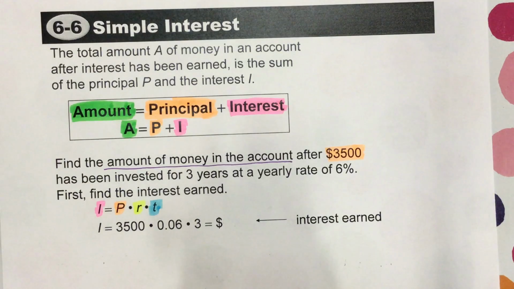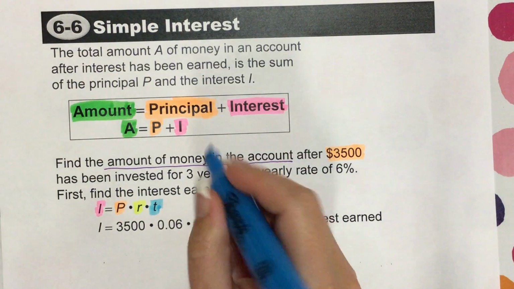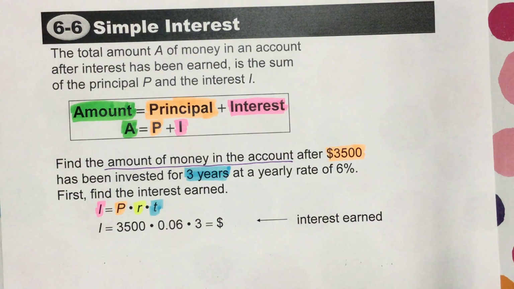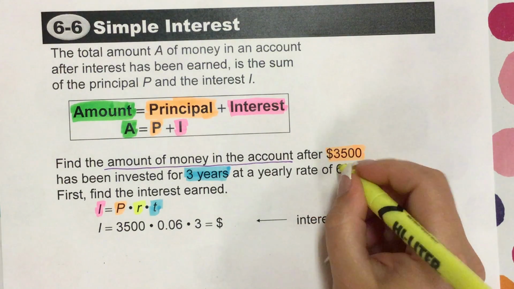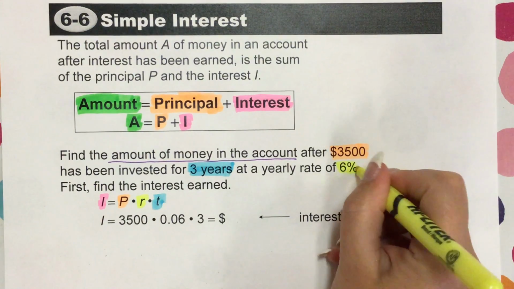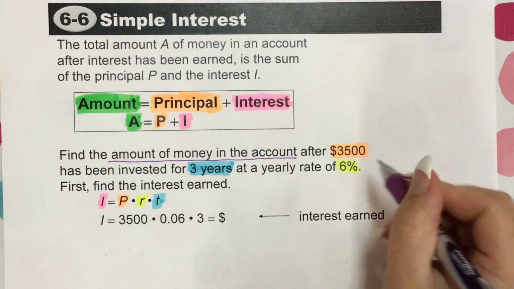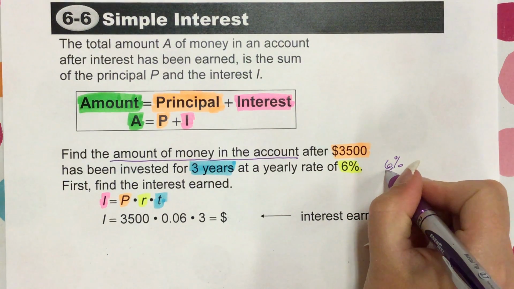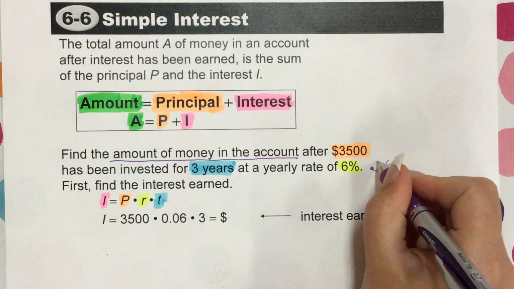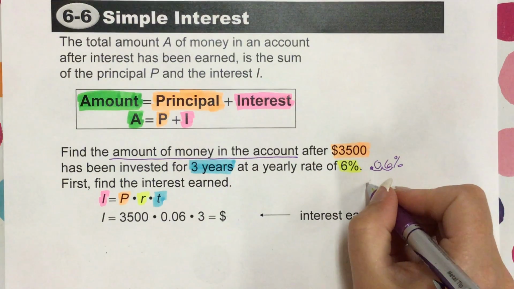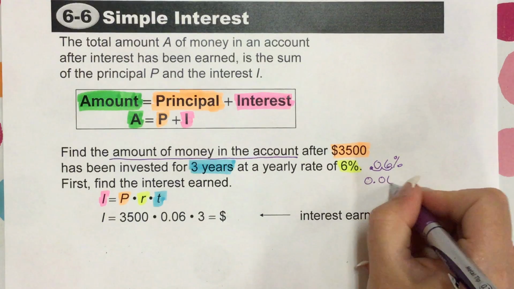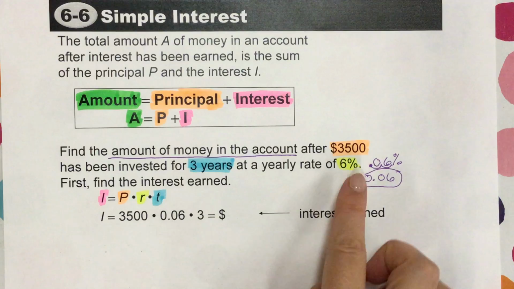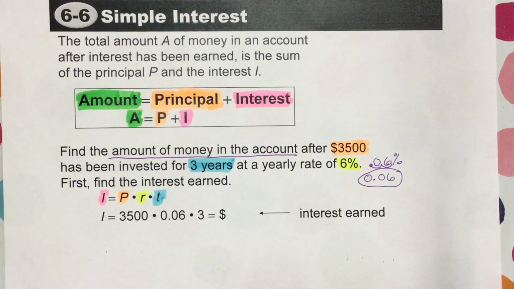Okay, so we're going to use our formula here. So if we see the time that has been invested is 3 years, the yearly rate is 6%, and then we need to go ahead and convert that 6% into a decimal. So 6%, remember when we change it to a decimal, we move it 2 places to the left, and we put a 0 there. So our decimal is going to be 0.06, okay? That is going to be our yearly rate in the form of a decimal.